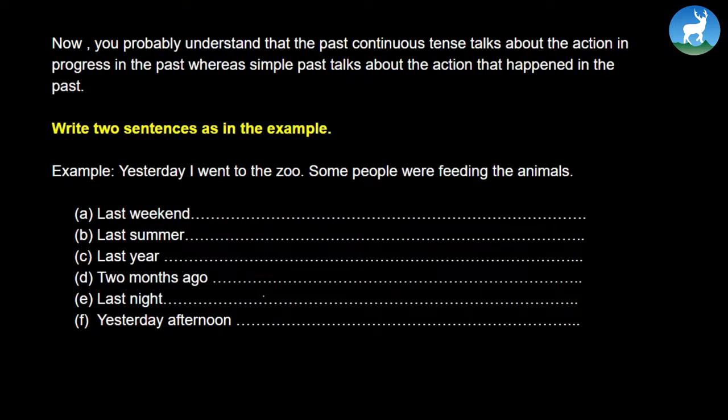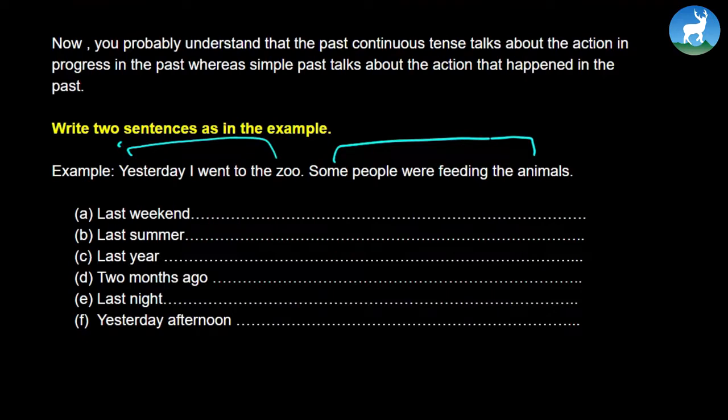All right, so write 2 sentences as in the example. Our task here is to write 2 sentences as given here. For example: Yesterday I went to the zoo. Some people were feeding the animals. That's 2 sentences: the first sentence, yesterday I went to the zoo, and the second sentence, some people were feeding the animals. So I'm going to help you with number A, perhaps.